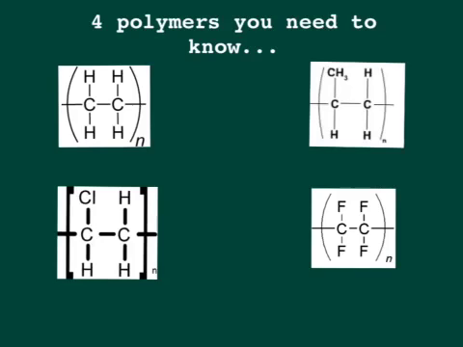So polyethene here is flexible, cheap and a good insulator. It's used in plastic bags, plastic bottles, cling film and insulation for electrical wires. Polypropene here, which you might also see as polypropylene, is flexible, shatterproof and has a high softening point, and we use this in buckets and bowls.